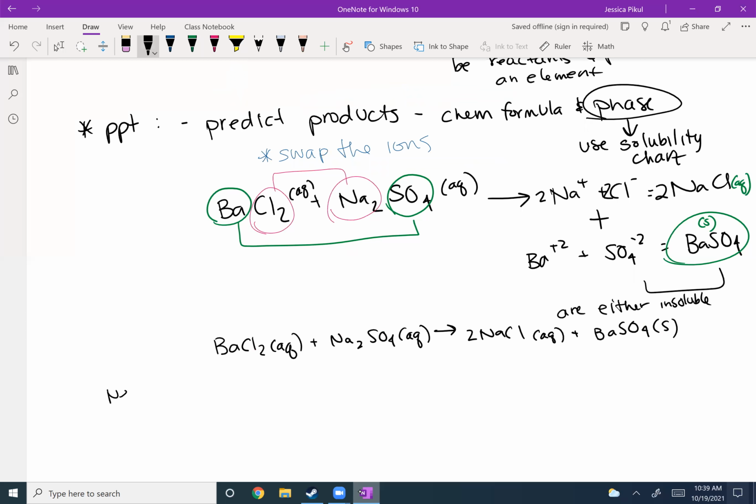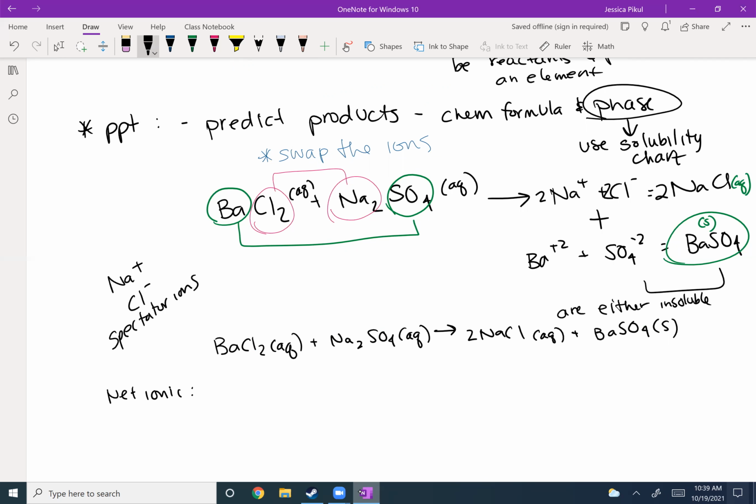And then for our net ionic equation, it's just going to be the things that are participating in the reaction. So I can see that if all of these are aqueous, it means the ions are just floating around everywhere. So the sodium ions and the chloride ions are just floating around in the reactants and in the products. So they're just doing nothing. So we call them spectator ions. So here our sodium and our chlorine are spectator ions.